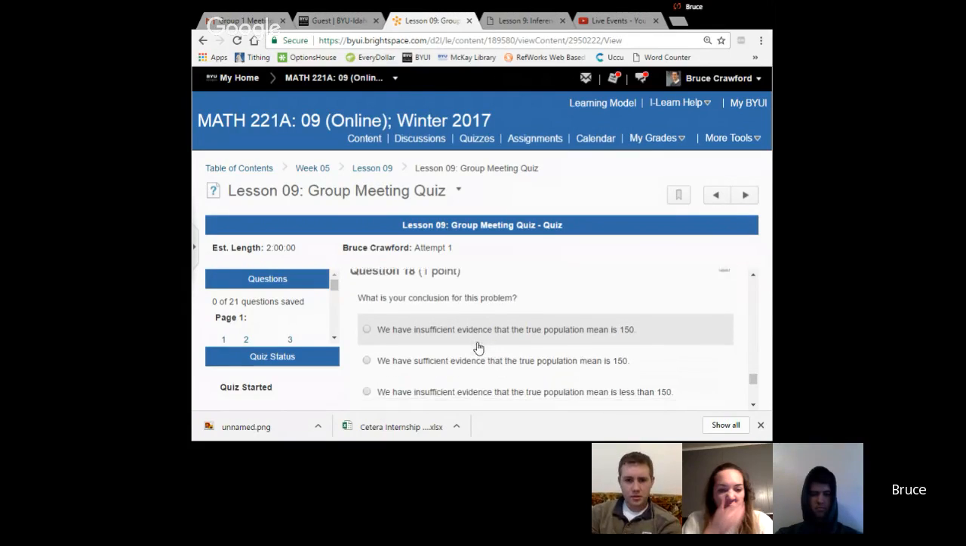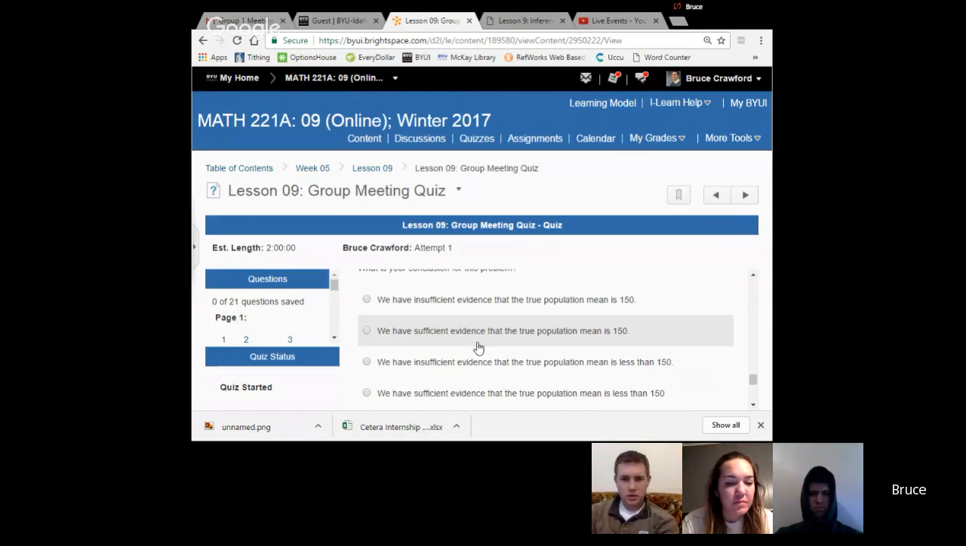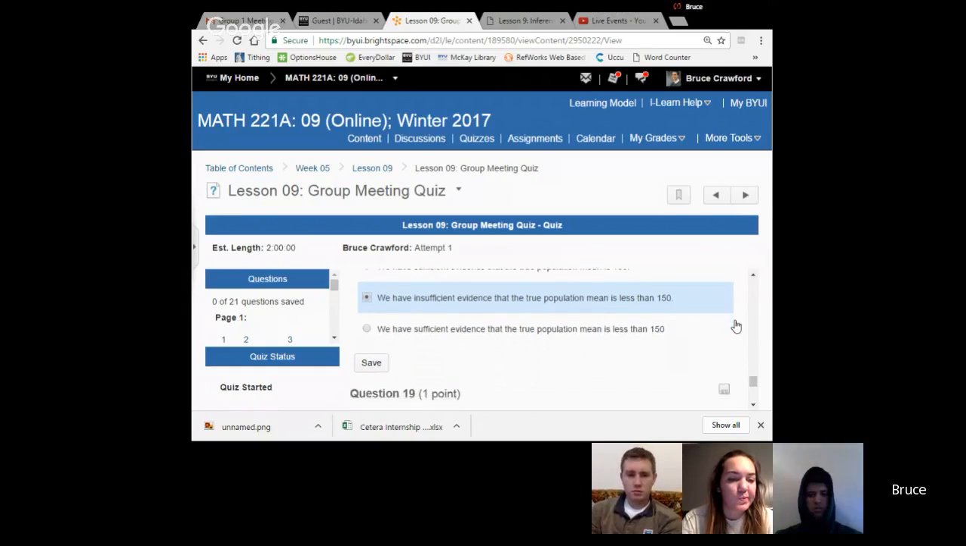What is your conclusion for this problem? Oh, this is the tricky one. That does make sense. We have insufficient evidence that the true population mean is less than 150, which basically means, yeah, we can't prove that it's less than 150. Perfect.